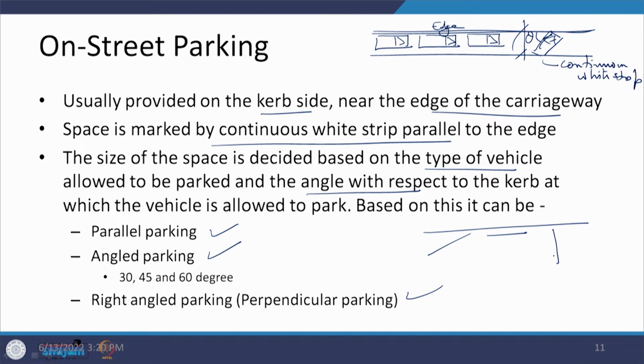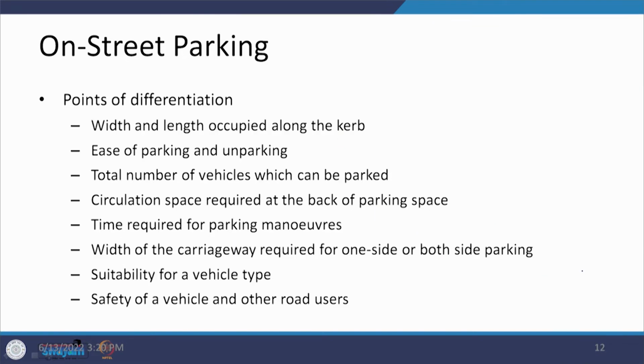So, all of these things have the pros and cons in terms of the availability of the spaces, in terms of the way the vehicle is going to be parked or taken out, the circulation spaces which are required, the width which is required for the parking of these vehicles along the curb side. So, lot many things are there which need to be taken into consideration when we talk about these different patterns of parking. So, what can be these points of differentiation? They are being listed here.